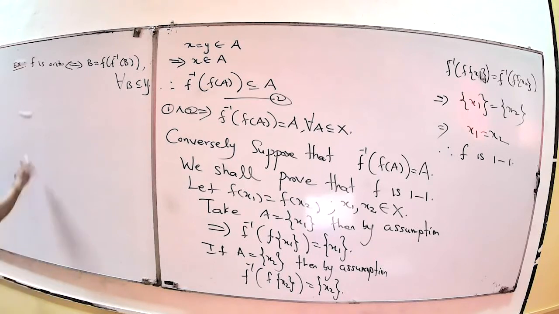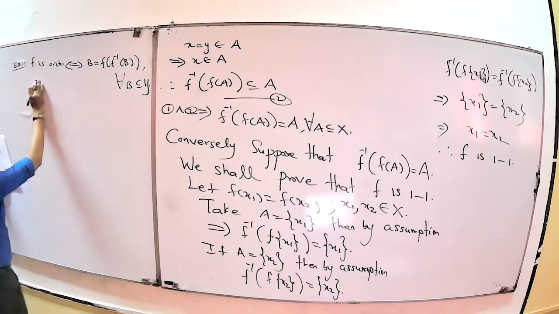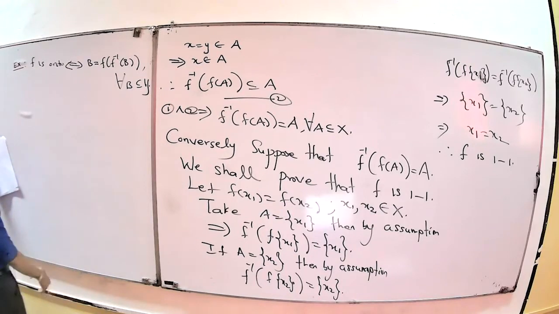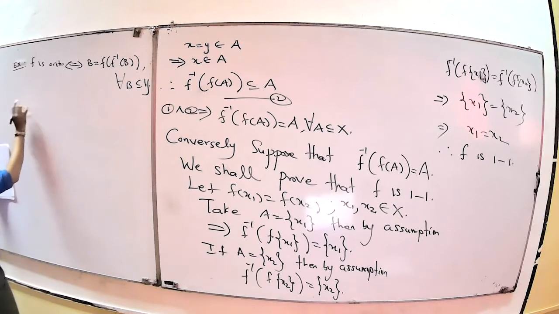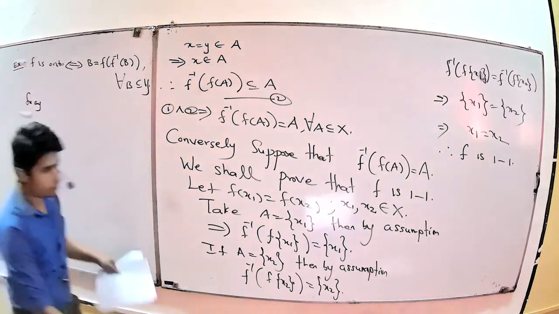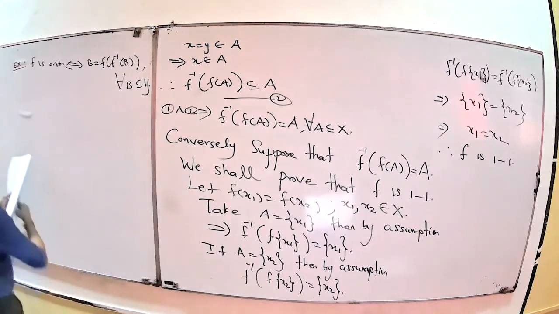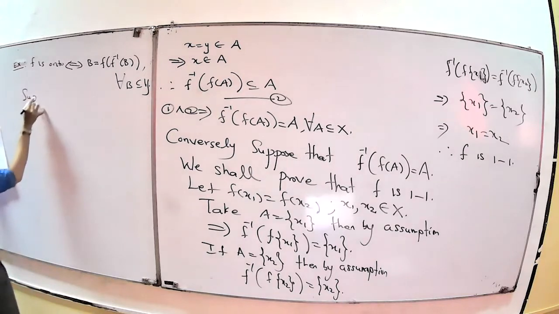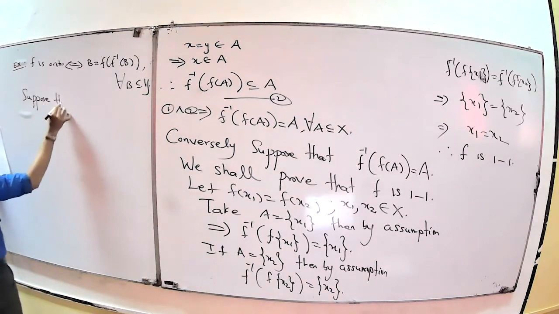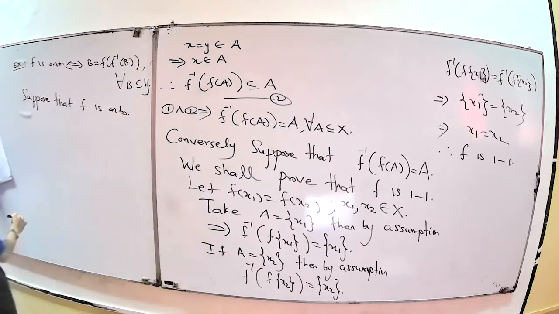This part you want to prove. To prove this part, we also use some previous parts, right? That means for any function we prove now. For any function, suppose that f is 1 to 1, f is onto. Suppose that f is onto, right? For any function.